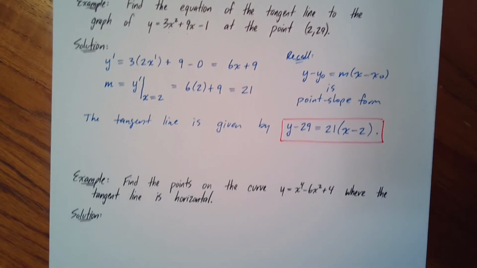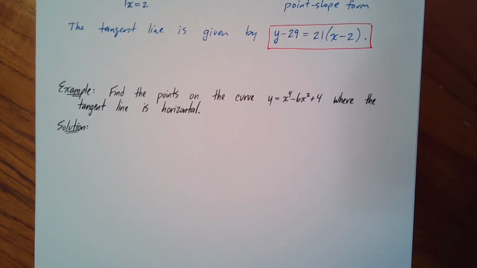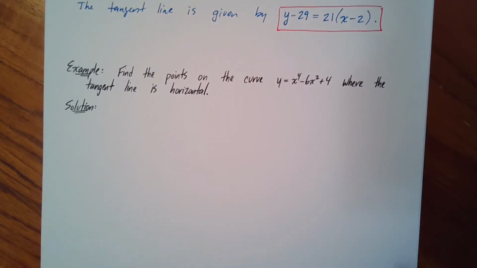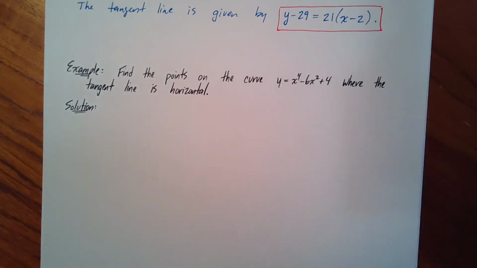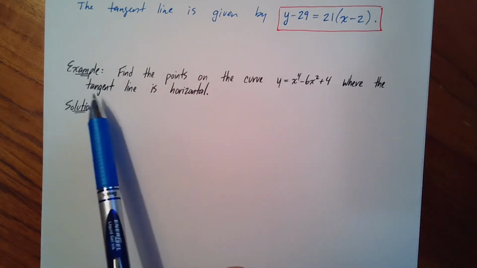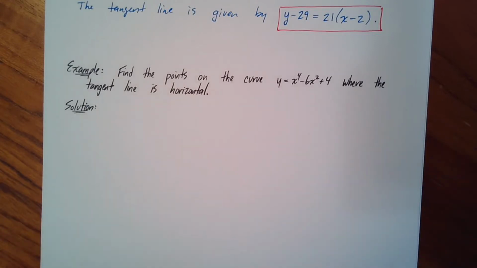Okay, so that's that example. In the next example, we are asked to find the points on the curve or the graph of this function y equals x to the 4 minus 6x squared plus 4, where the tangent line is horizontal. So what does that mean exactly?